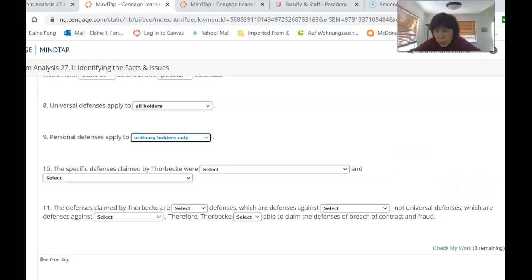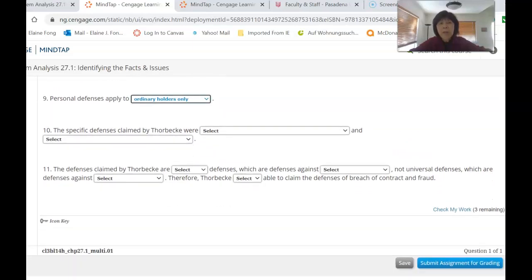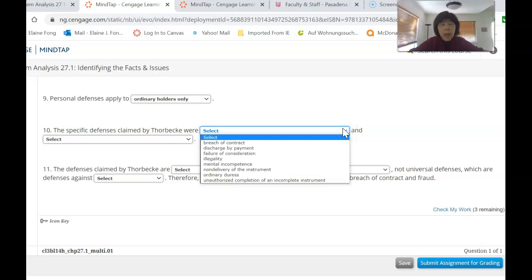All right, let's take a look at number 10. The specific defenses claimed by Thorbecke were, and they give you a long list here, so you may have to refer back to the fact pattern, but are they breach of contract, discharge by payment, failure of consideration, illegality, mental incompetence, non-delivery of the instrument, ordinary duress, or unauthorized completion of an incomplete instrument?